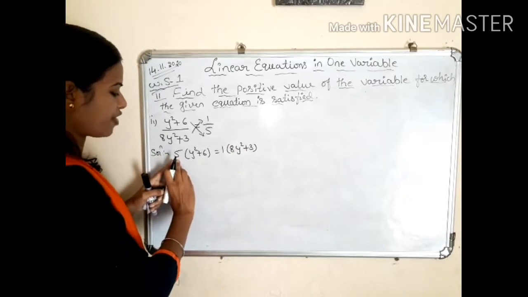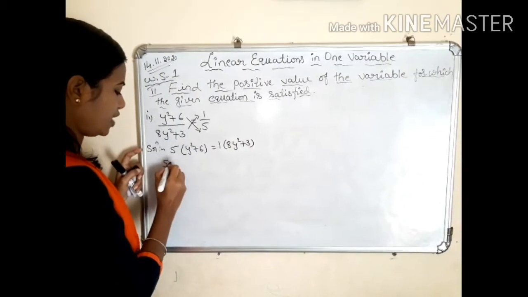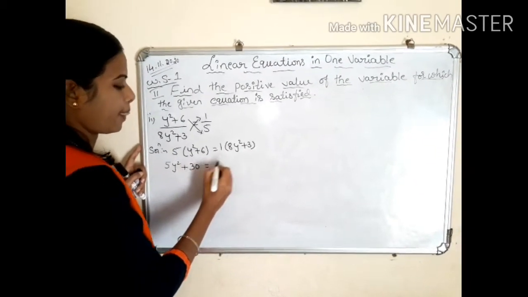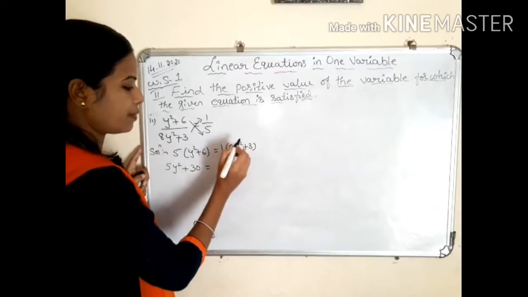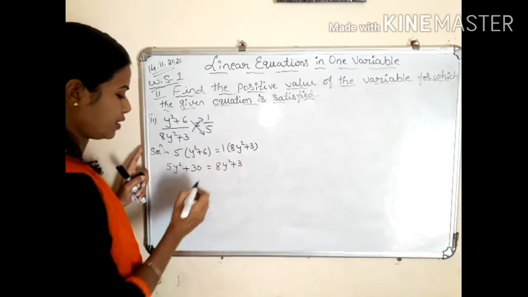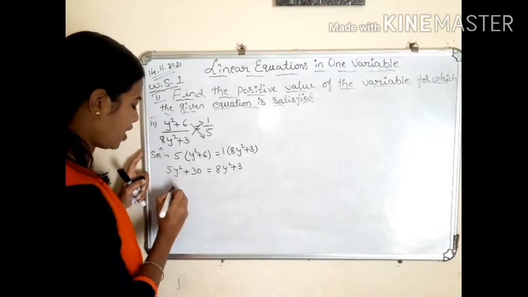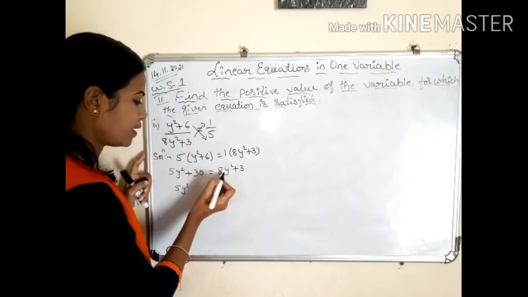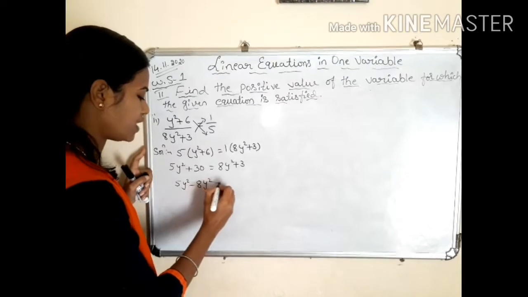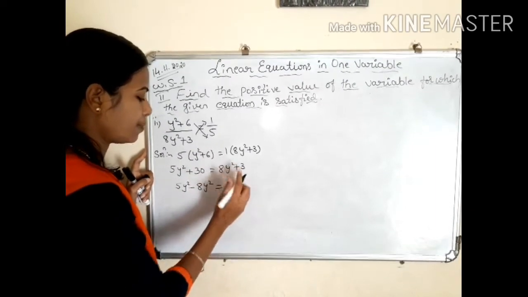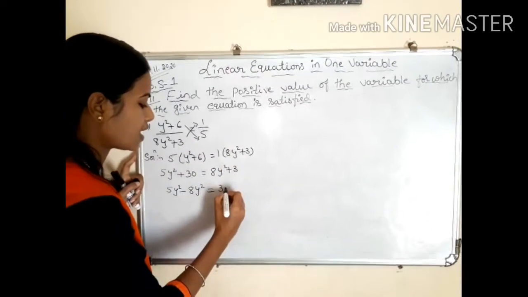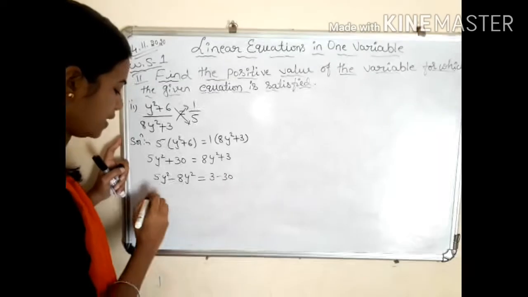Next step, multiply 5 inside the bracket. 5 into y², 5y² plus 5 sixes are 30 is equal to 1 multiplied with any number, you will get the same. Here write down 8y² + 3 as it is. Now transpose the terms. 5y² plus 8y² take to the LHS side, it becomes minus 8y² is equal to, write as it is, plus 3 remains in the RHS, plus 30 take to the RHS side, it becomes minus 30.